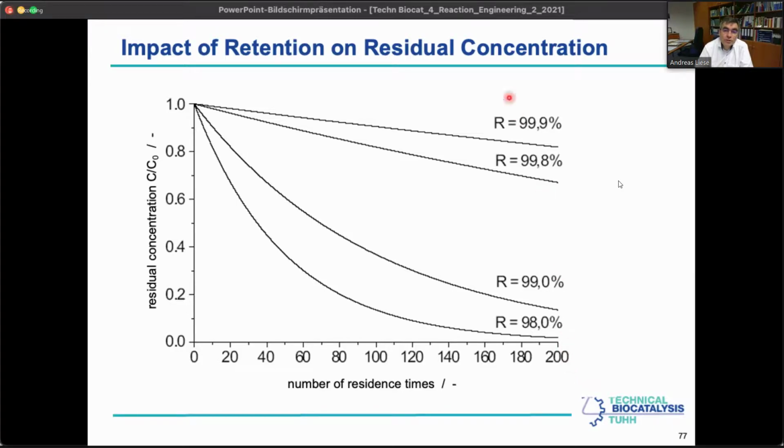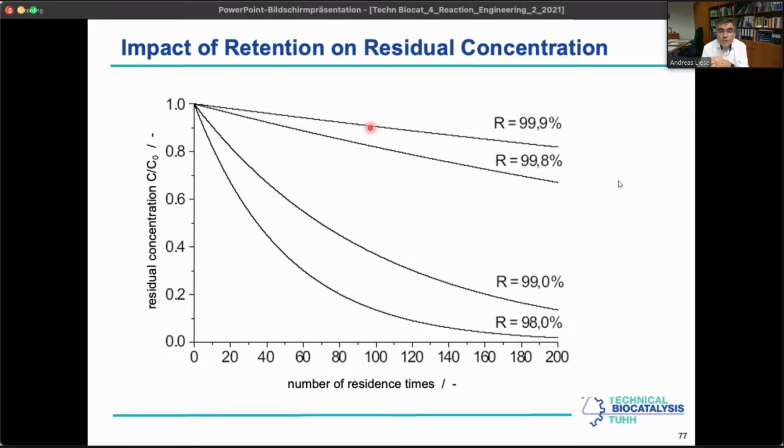Then the question is, what is a good retention? You see, if we have 99% retention of a specific compound, which sounds quite nice, it's really bad. Namely, after 50 residence times, we have already lost 40% of the compound. Even with 99%, after 100 residence times we have almost lost 8%.